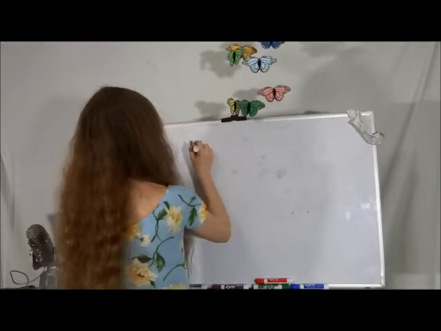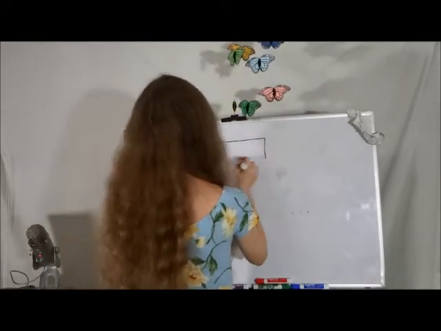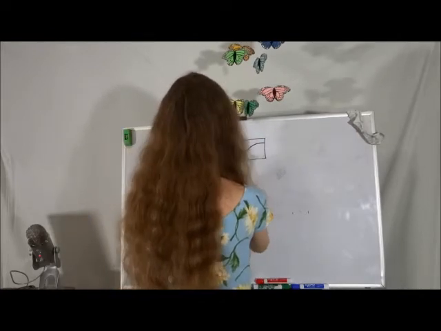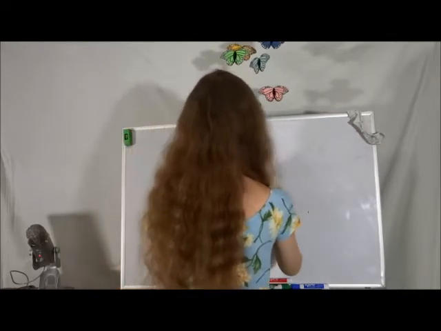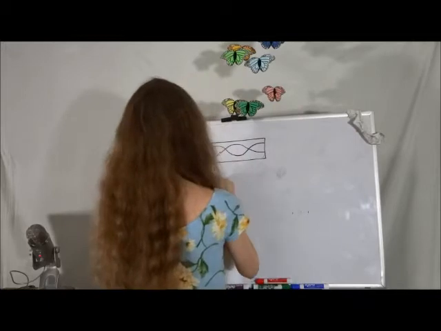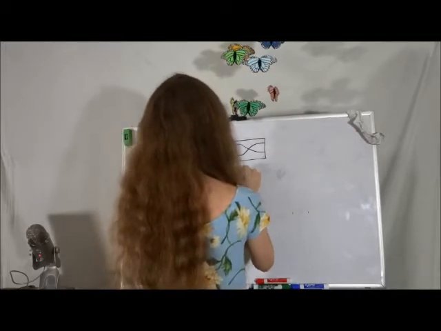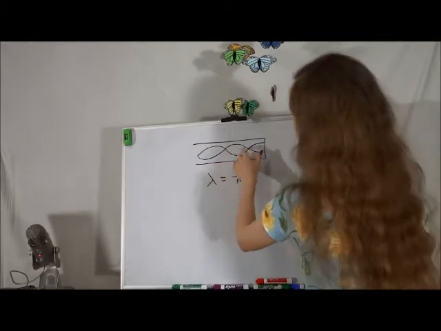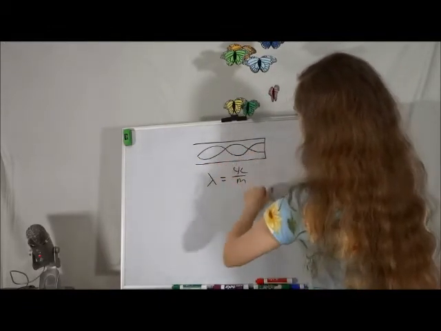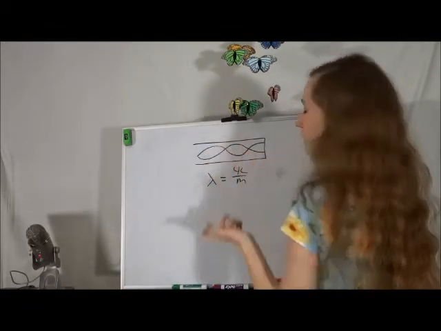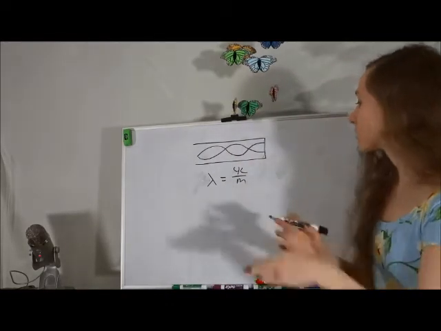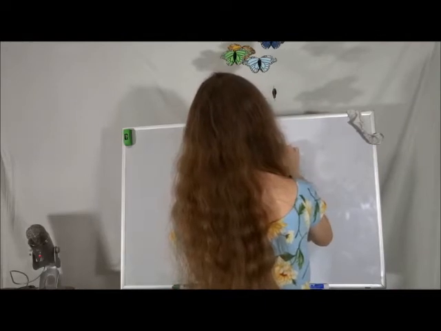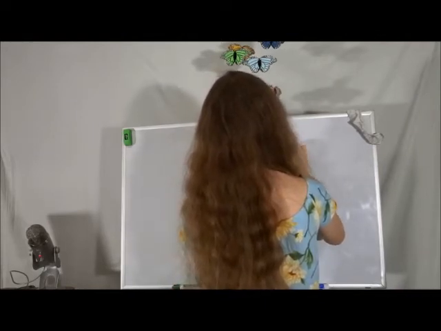So if we think about our situation where we have the open-closed tube, so something like this, and we know that lambda is equal to 4L over M. Well, if we count our number of nodes, that's not going to work. If we count our number of antinodes, that also doesn't work. So the way we get M is if we were to double this. So we can think about doubling this on the other side. So just an exact mirror.